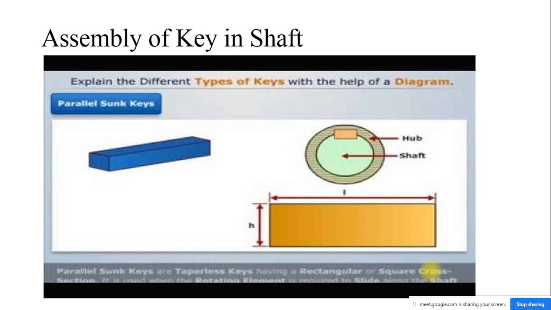Otherwise, if you go and look at the sprocket in your bike, again it is coupled with the shaft. But there they will not use a key; they will be using a bolt and nut because it should be a permanent joint. So keys are also used as a permanent joint, but whenever a key has to be removed, it has to be demolished. If I assemble using a key, it will be a permanent joint, but whenever I remove the key, definitely it will get damaged. I have to replace it with a new key.